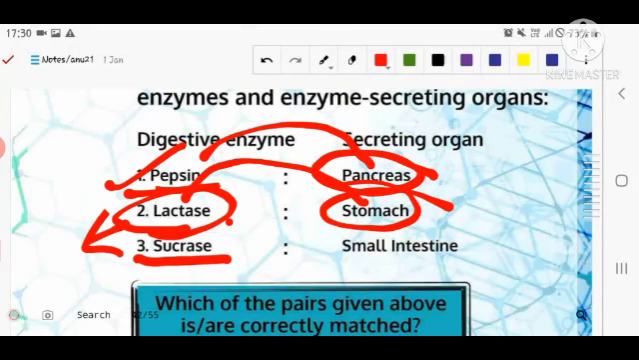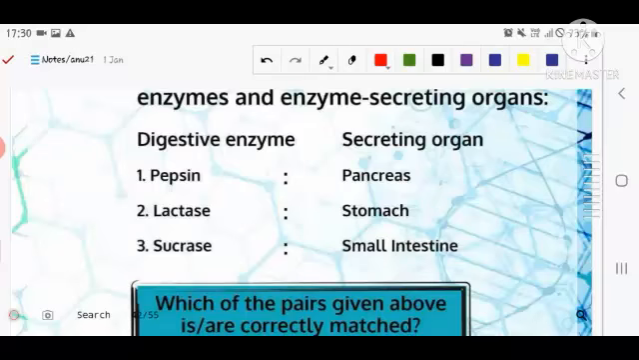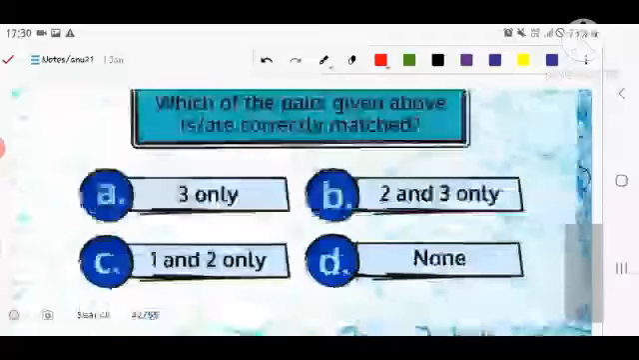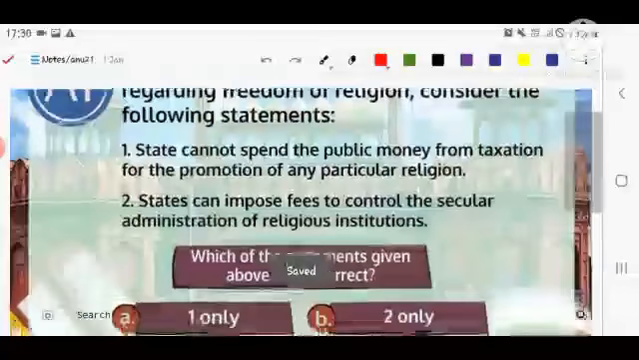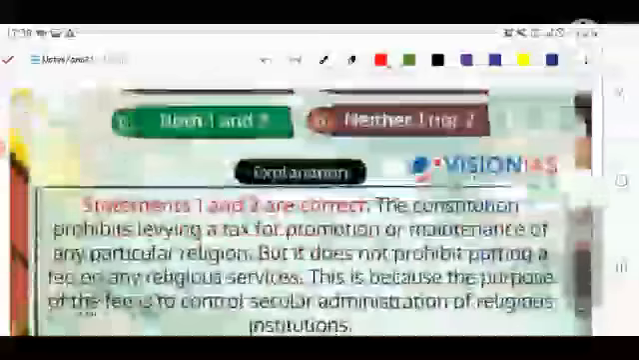Pepsin is for the digestion of the protein itself. Sucrase is the enzyme used for the digestion of carbohydrate. So you have to choose the correct option from there. Let's see the answer of the first question. I think both are correct. Yes, both are correct. Let's see the answer given here.